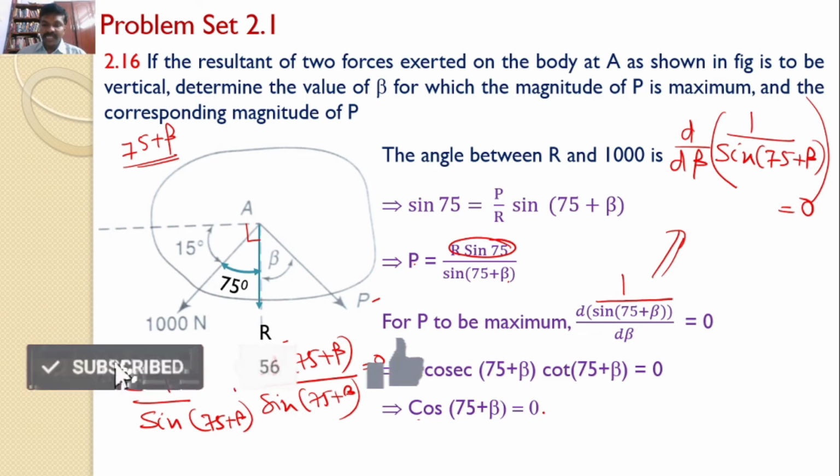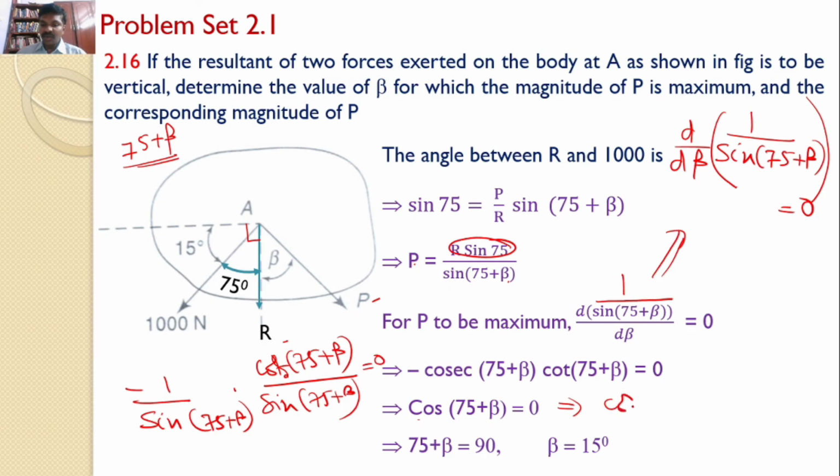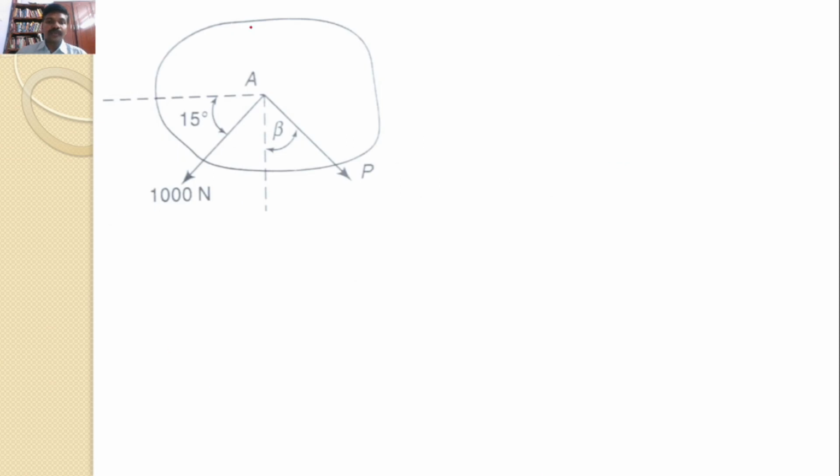When this cos(75 + beta) must be 0, or you can simplify this as cos(75 + beta) is equal to cos 90, or 75 + beta is equal to 90, and beta is equal to 15 degrees. That means if beta is equal to 15 degrees, the P value will be maximum. Let us see what that value is.